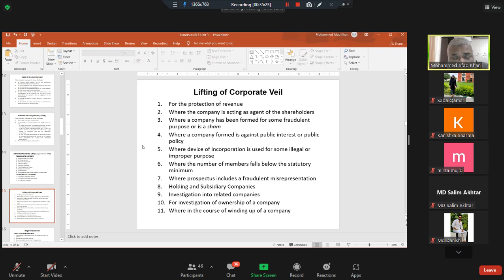As in the past, we had that case of Nirav Modi. So his wife, his brother, and his uncle were all held responsible for that particular fraud, although they escaped from India. Where a company formed is against public interest or public policy.